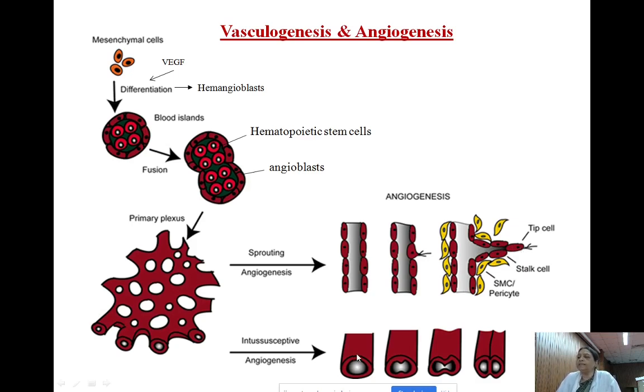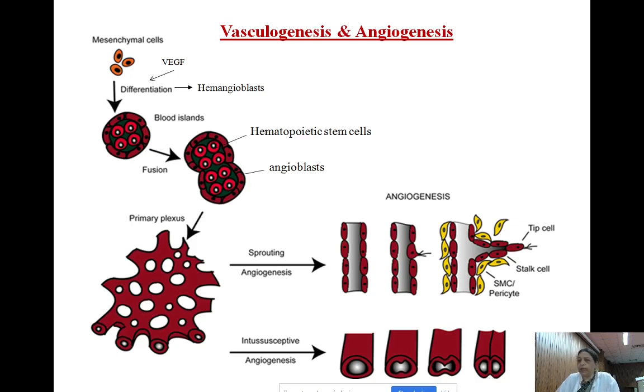Now there is another type by which a septum is formed. There is a groove, and these grooves join with each other and form a septum, and ultimately from one vessel, two vessels are formed. So that is angiogenesis. Other blood vessels are developed by angiogenesis.